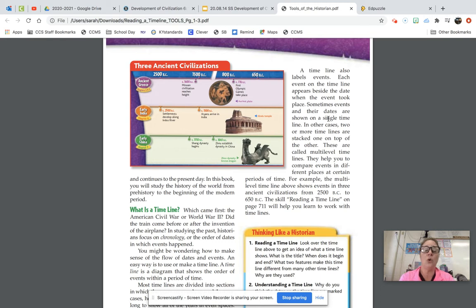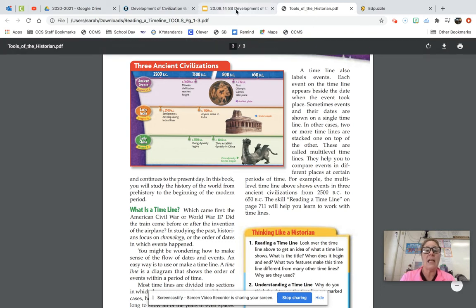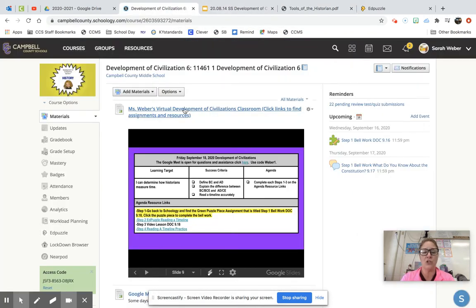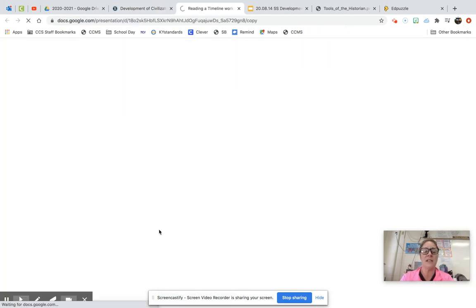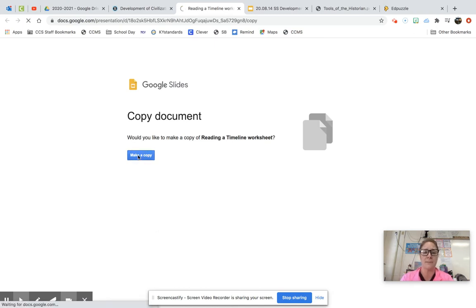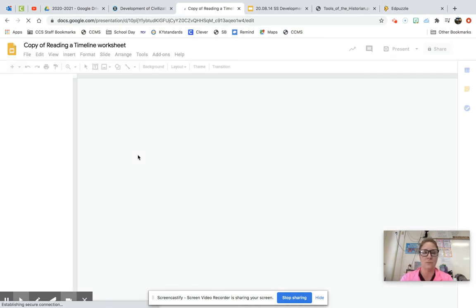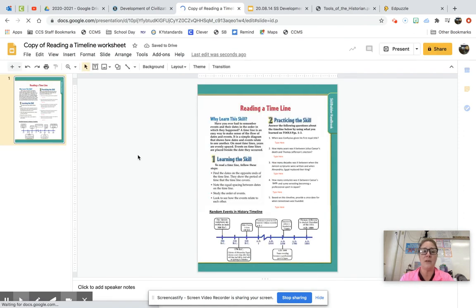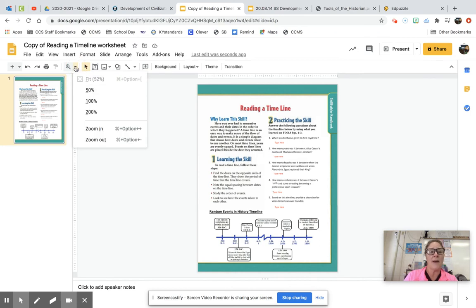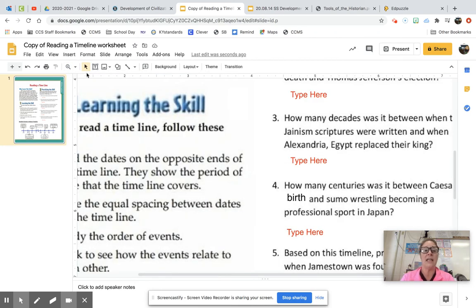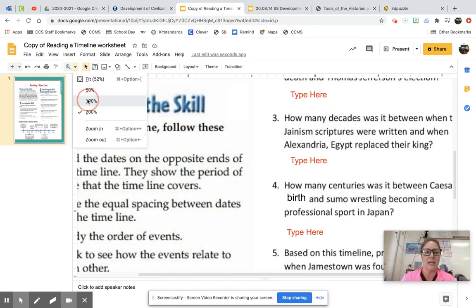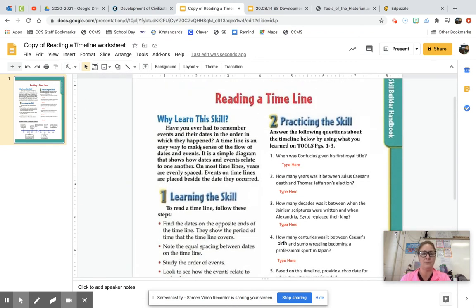That is going to be your next assignment. If you go back to your Schoology page, you'll notice step 4, reading a timeline practice. Click on this link and it will direct you to make a copy. Once you make a copy, you may say, holy cow, Miss Weber, this is really tiny. How can I read this? Underneath the insert, you'll see a magnifying glass. Click on that magnifying glass and it will increase your size. That's a little too big. I'm going back to 100, just right.